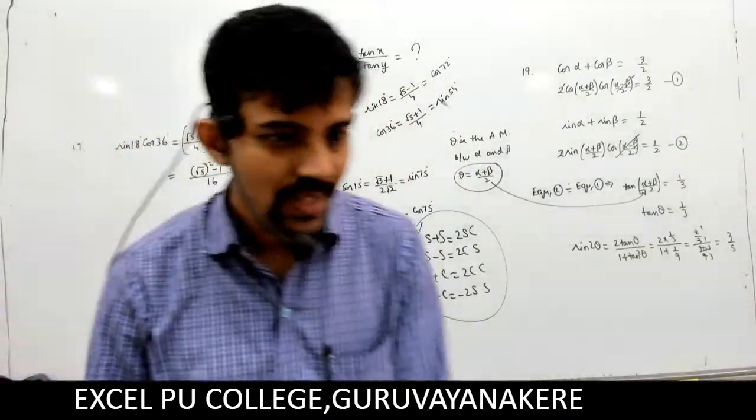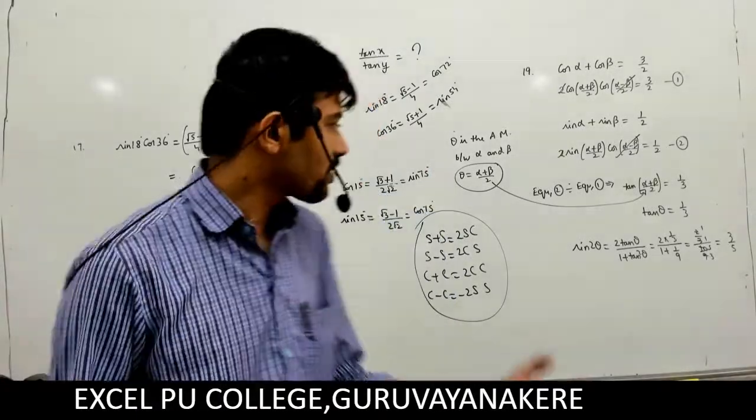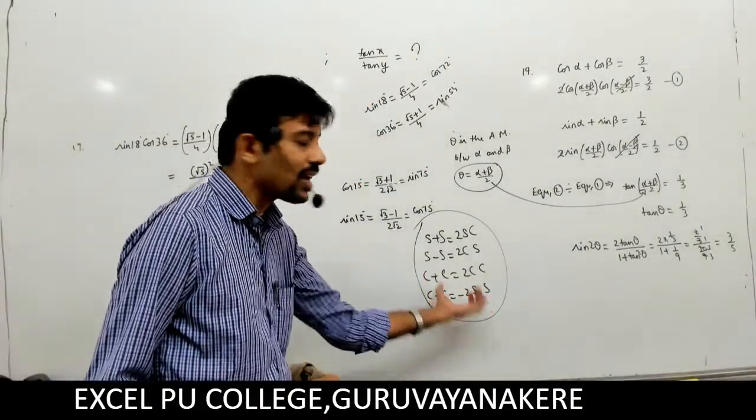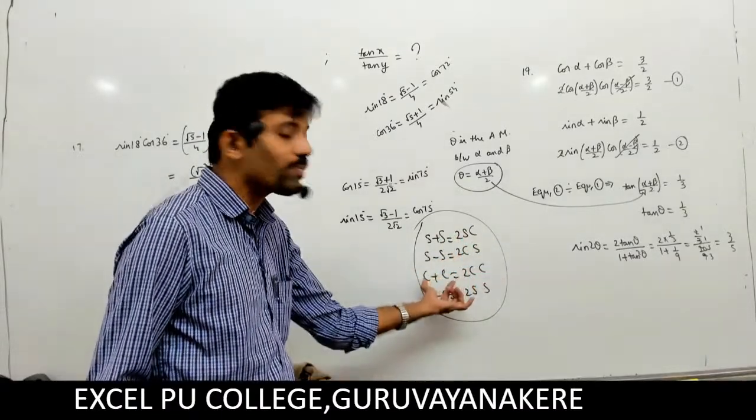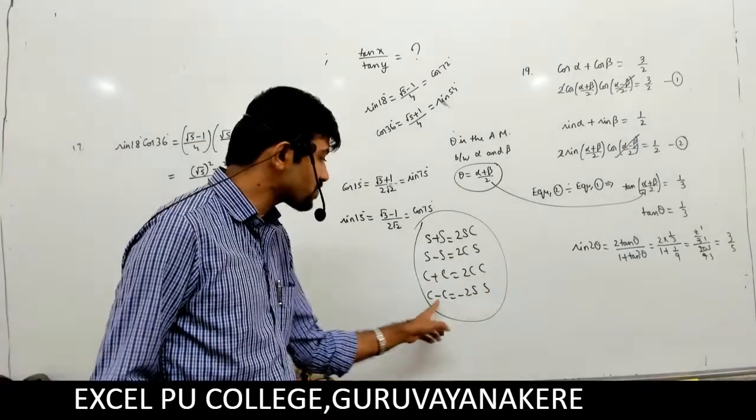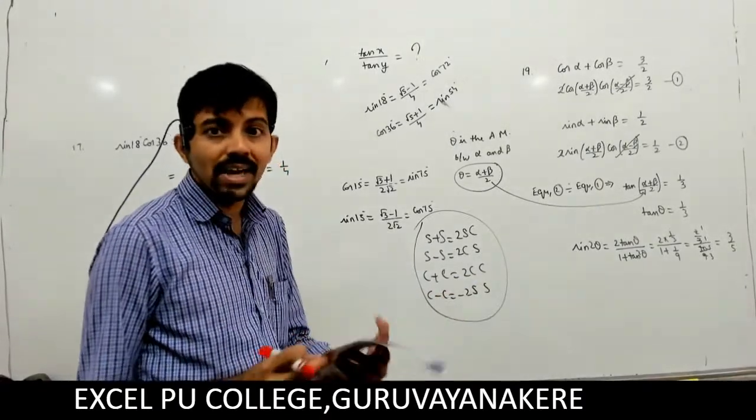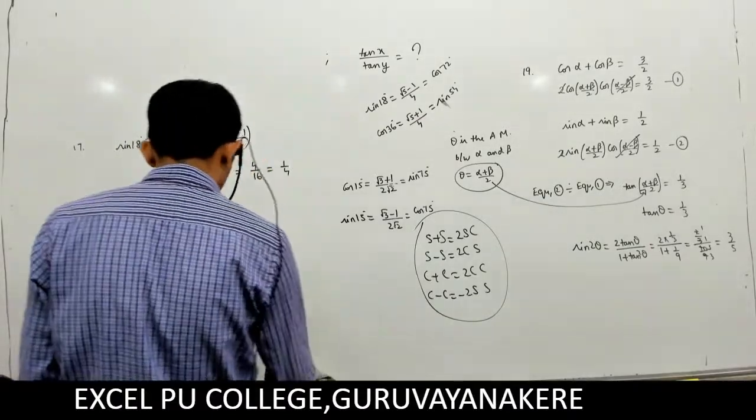Simple question. You need to apply the transformation formula. Okay? Learn this set of transformation formulas. S plus S is 2sc, S minus S is 2cs, C plus C is 2cc, C minus C is minus 2ss. Last one, take it as minus 2 sin of x plus y by 2 sin of x minus y by 2.